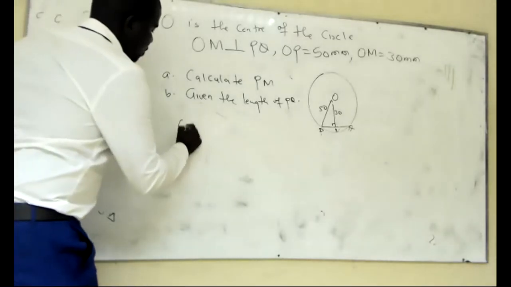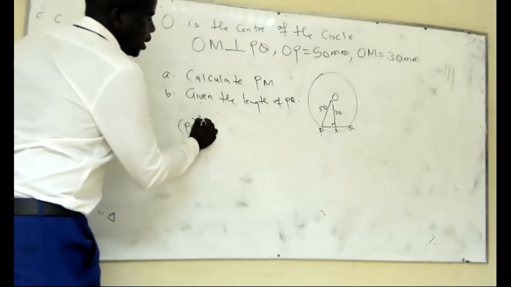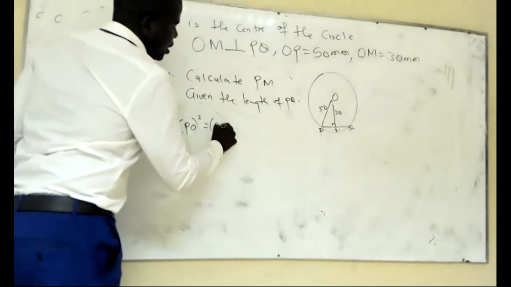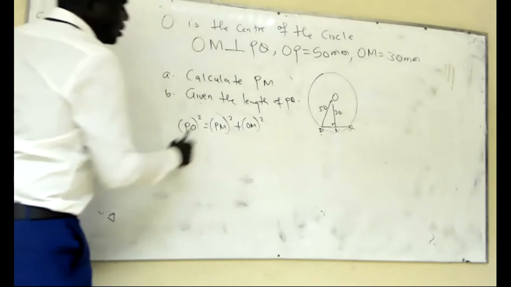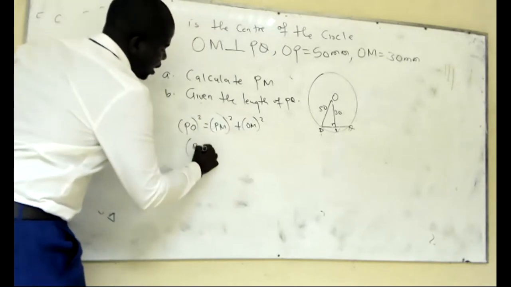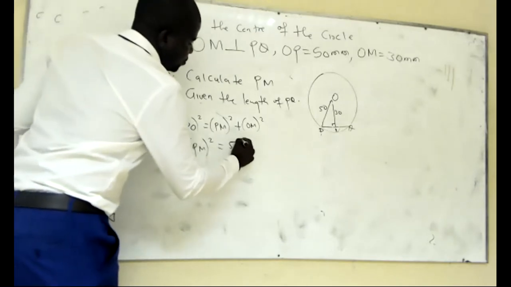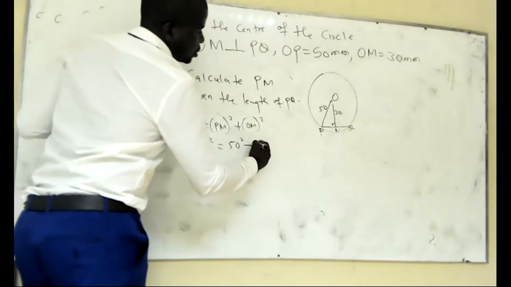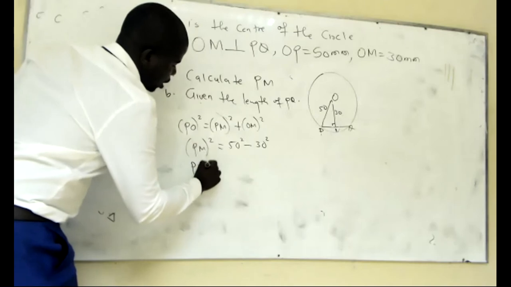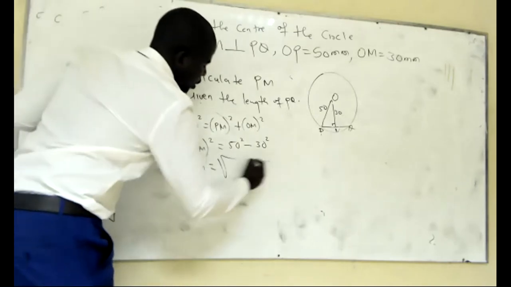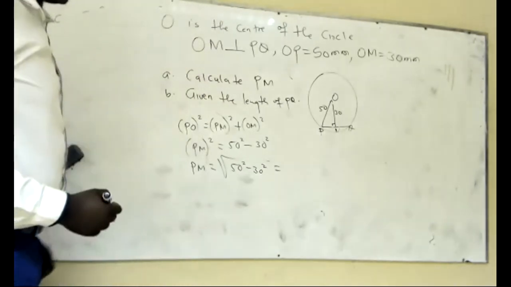Okay, then the implementation of the Pythagoras theorem here is going to be PO squared is equal to PM squared plus OM squared. To make PM the subject of the formula, PM squared is equal to PO, which is given as 50 squared, minus 30 squared. Then from there, you root both sides. You are going to have the square root of 50 squared minus 30 squared, which gives you an answer of what?